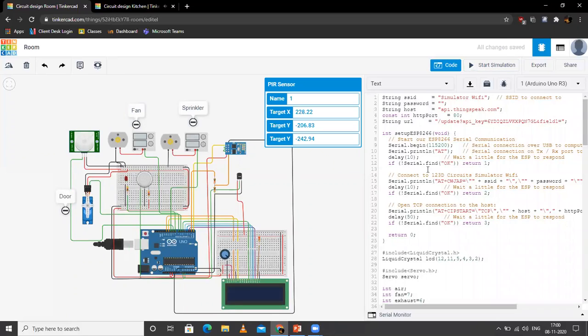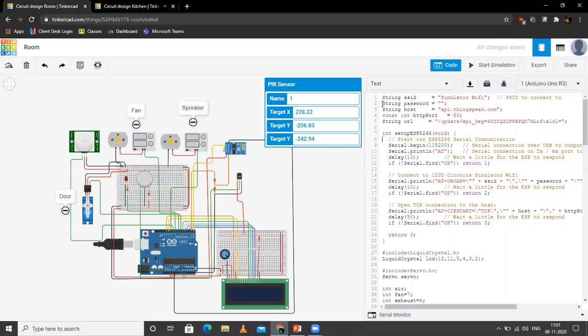And now coming back to the code, the first few lines are for the initiation of the Wi-Fi module, which will be used to communicate the data of the temperature sensor to the ThingSpeak server. We are using a simulator Wi-Fi. Our network system does not have a password. We are using the ThingSpeak server. This is the key which we can see in the ThingSpeak server when we use it.